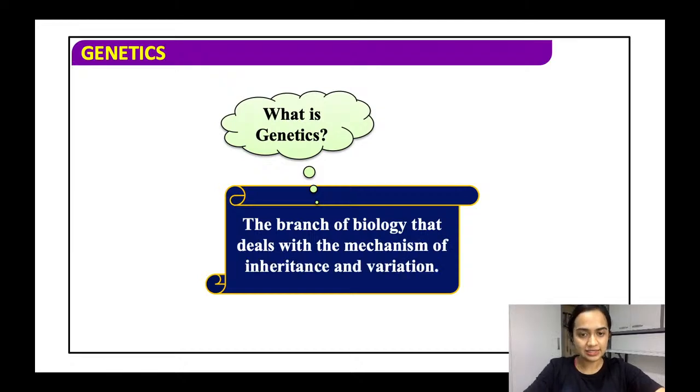What is genetics? So genetics is basically a branch of biology that deals with the mechanism of inheritance and variation. By inheritance, what I mean is how a trait or a gene is passed from one generation to another. We will look into it in detail.